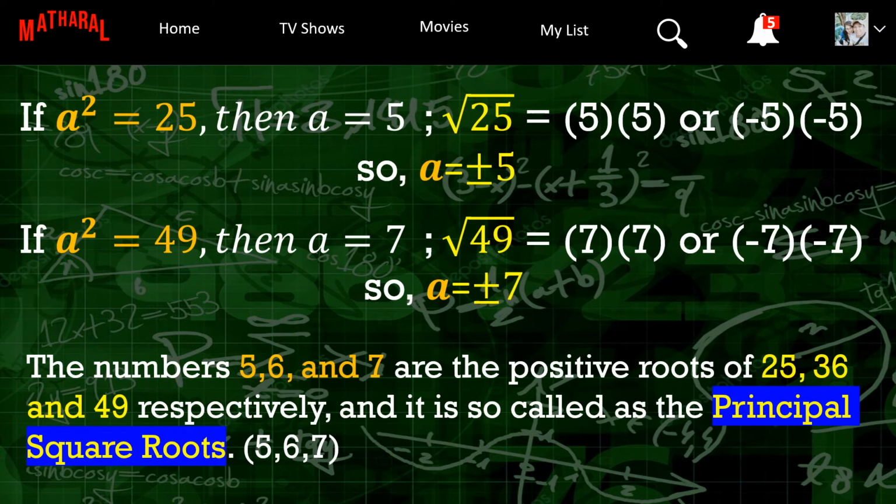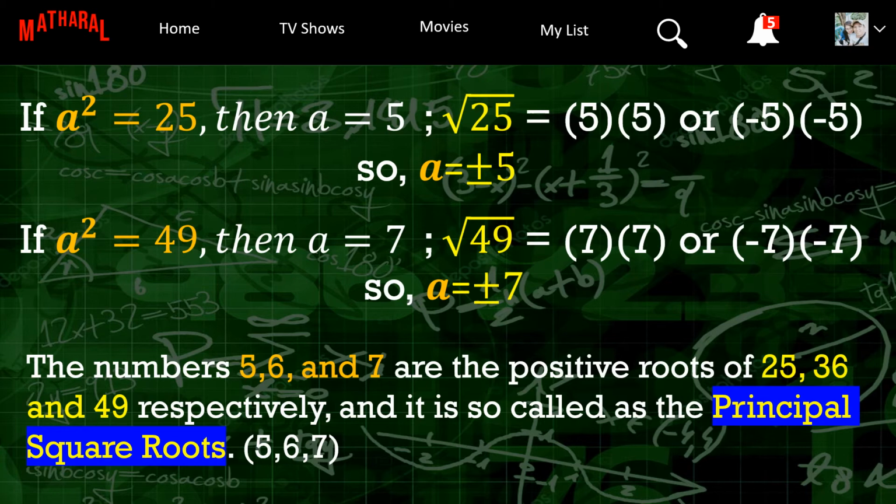So, for another example in here, if a squared is equal to 25, then a is equal to 5, as what we had in squaring a number. Tama naman talaga. When you multiply 5 by itself, that is 25. But we're asked to find the square root of 25. Pabalik naman po tayo. So, the same concepts we have, the square root of 25 may either be in the factor of 5 and 5 or negative 5 and negative 5.